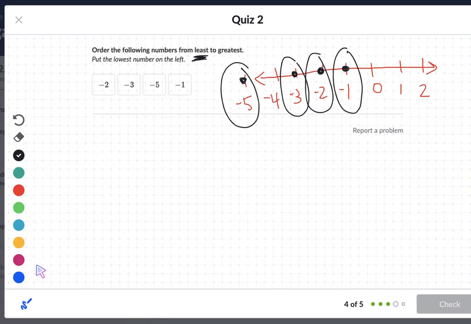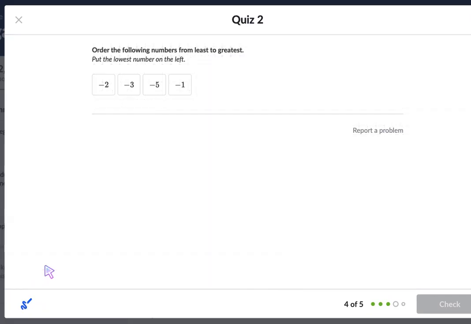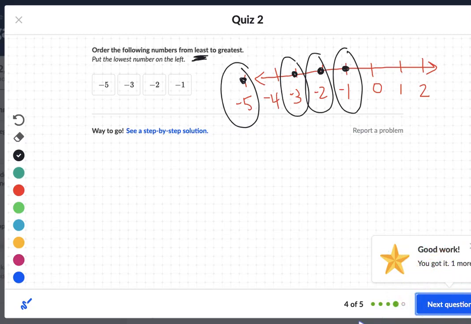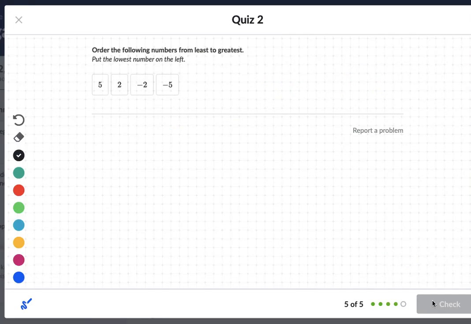So you end up with them going in reverse order, 5, 3, 2, and 1. Double check that. That should be your answer. If you got that, good job. One last question. Again, this one wants you to order the numbers from least to greatest, putting the lowest number on the left. You still want to double check and make sure it's least to greatest. Sometimes people will switch that up and they want you to go from greatest to least. But in this one, it's least to greatest again. So pause your video and try this one on your own.